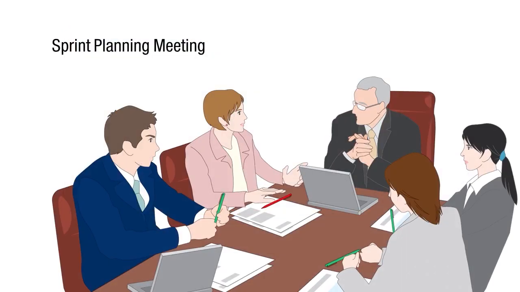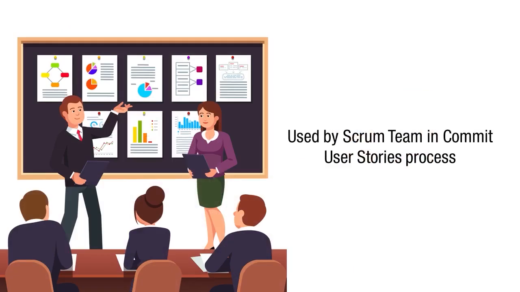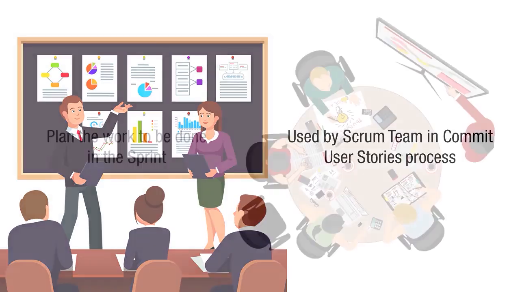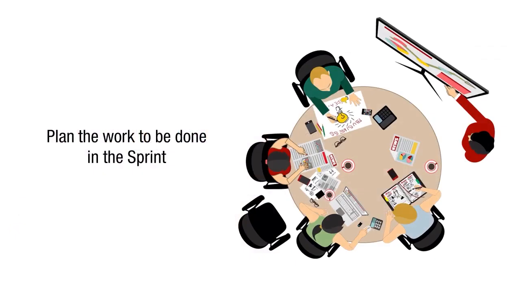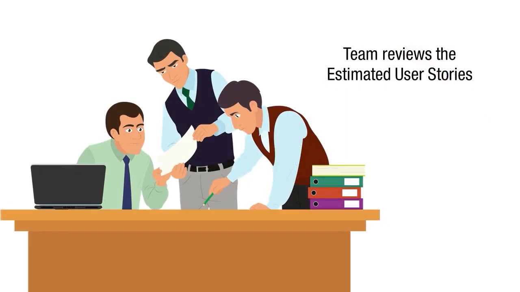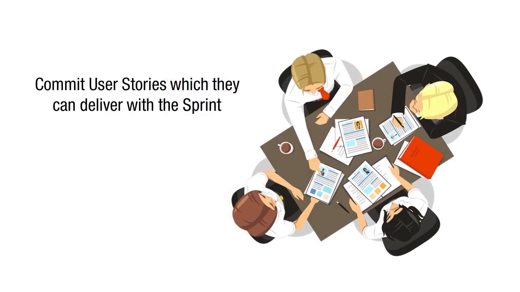The mandatory tools used in this process are Sprint Planning Meeting and Communication Techniques. The Sprint Planning Meeting is used by the Scrum team in the Commit User Stories process to plan the work to be done in the sprint. The team reviews the estimated user stories in order to commit the user stories which they can deliver within the sprint.